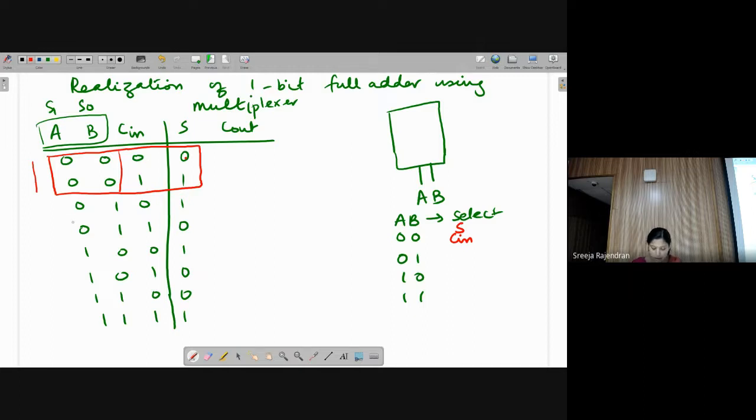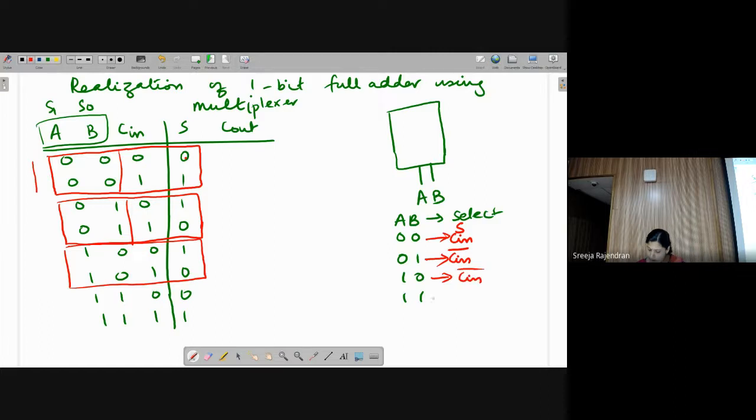Next case is when select lines are 0 1. What happens? C in bar, is it not? When C in is 0, my sum is 1, and when C in is 1, sum is 0. So you can say sum is C in bar in this case. Okay, this is for this. Next, 1 0, what happens? C in bar, right? And the last case, C in.